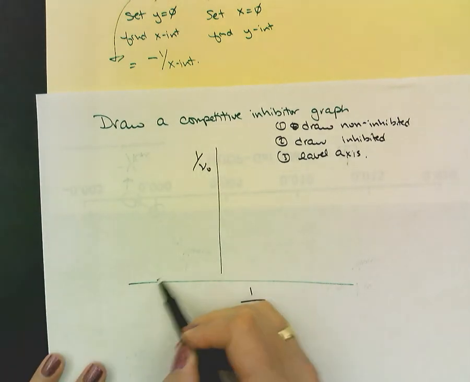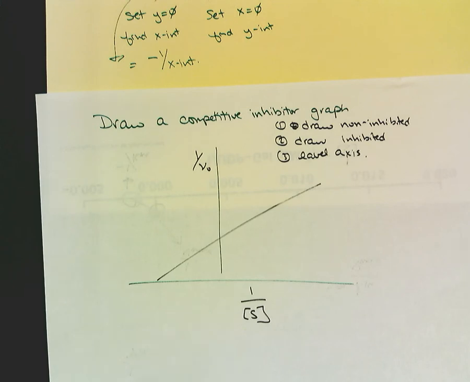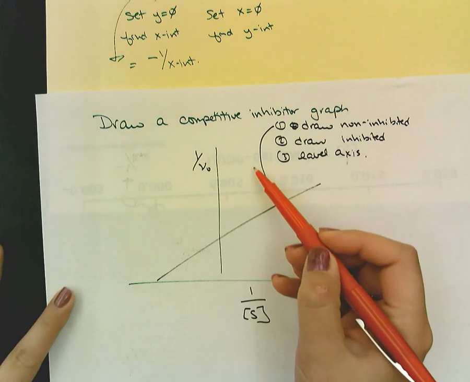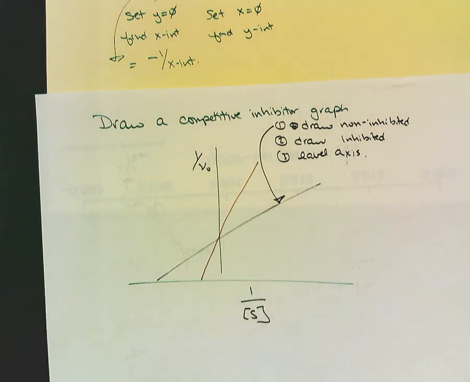Okay, so let's say this is my non-inhibited. If it is a competitive inhibitor, one thing stays the same and one thing changes. The slope changes. So if the slope changes, what happens to the y-intercept? Stays the same. So if the y-intercept stays the same, but the slope increases, it would have to look like that.